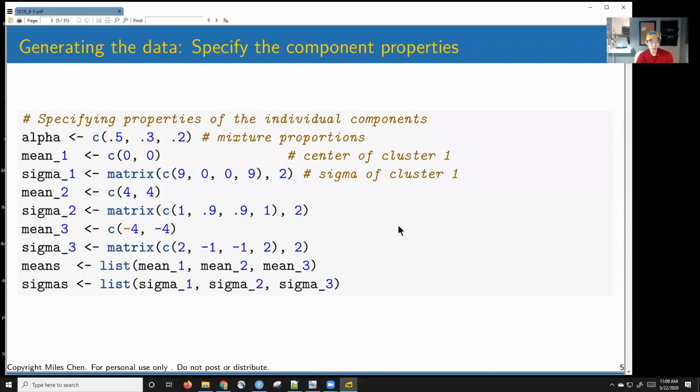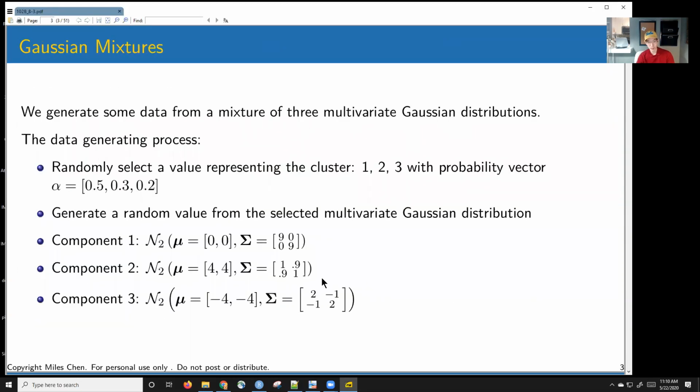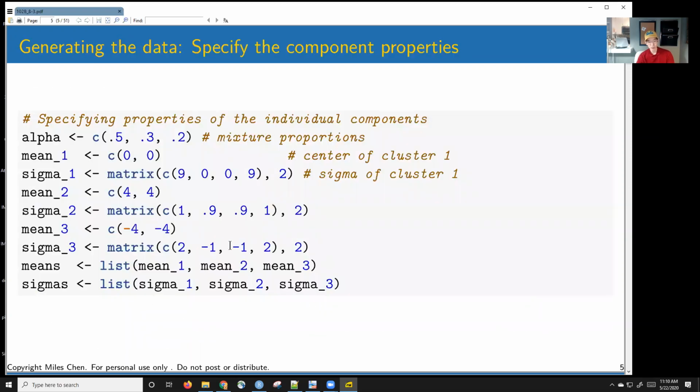Okay, and so here is how I would maybe generate the data in R. Here I'm going to specify the properties of the individual components. Alpha is going to be 0.5, 0.3, 0.2. The mean of component 1 is 0, 0, and its sigma is the matrix 9, 0, 0, 9. The mean of component 2 is 4, 4, and its variance matrix is 1, 0.9, 0.9, 1. And lastly, we've got -4, -4, and 2, -1, -1, 2.